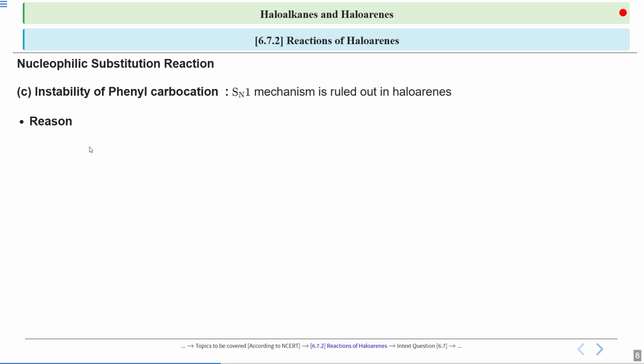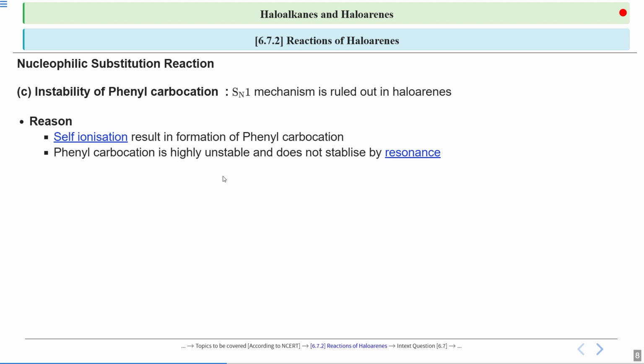The reason behind this is that self-ionization results in the formation of phenyl carbocation. So there is a self-ionization happening. When the chlorine, or any halogen present on the carbon, is removed, a positive charge appears on the carbon, which will not be effectively stabilized by the aromatic ring. So there is a formation of phenyl carbocation due to self-ionization, and the phenyl carbocation is highly unstable and does not even stabilize by resonance.